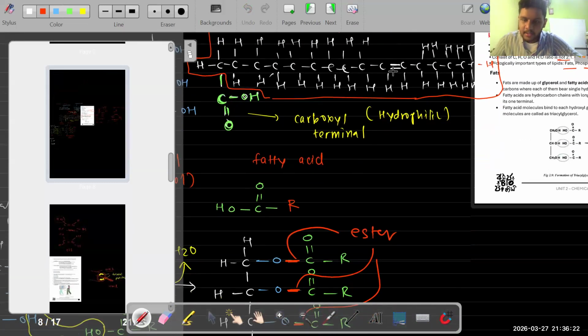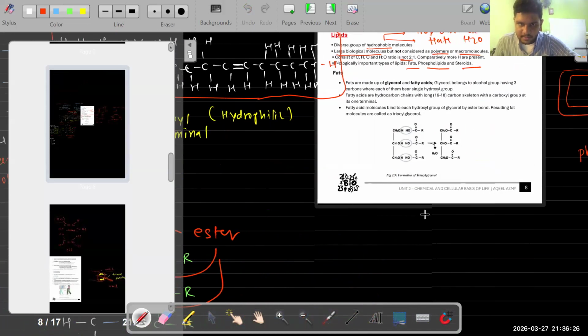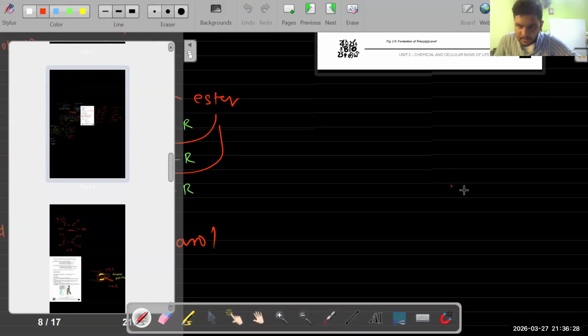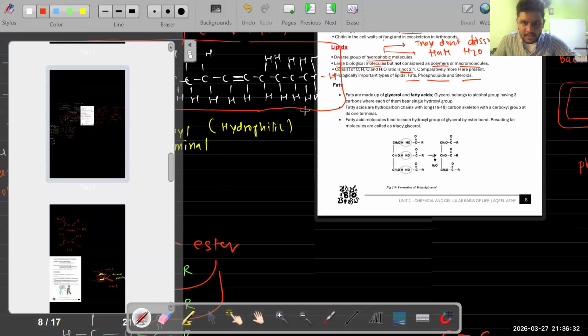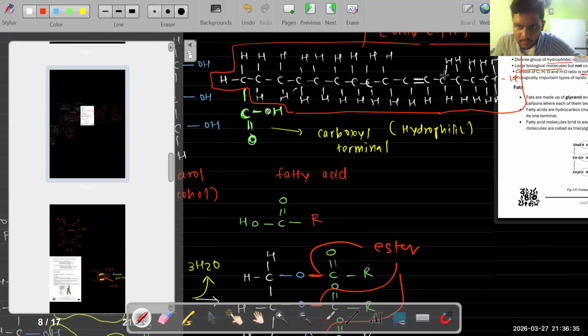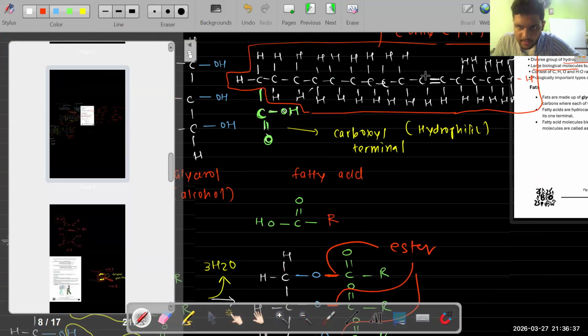There's a double bond, right? Now I'll draw it like this. Like this. C double bond C. Now here, see here, these are the two double bond containing carbons. Here, how many carbons are present on this carbon?